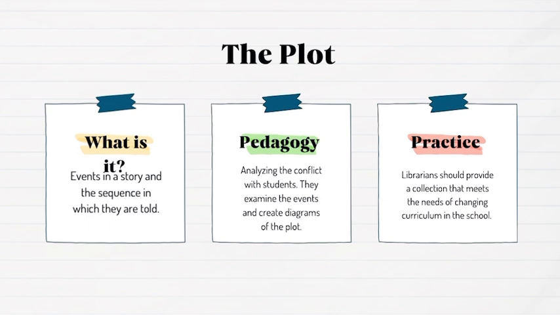In fiction books, there are many literary elements to review. First, the plot, or sequence of events. A good plot includes conflict, whether it's person against self or person against person. A pedagogical strategy would be for students to analyze the conflict or even diagram the plot of their readings.